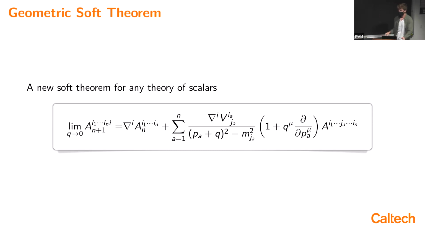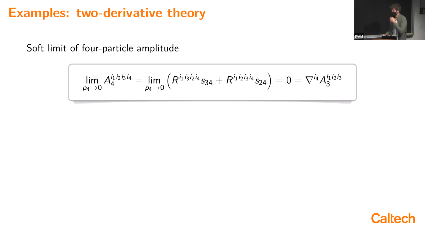Okay, so is this true? Let's see in some examples whether this actually makes sense or not. We can go back to the example of two derivatives, where we don't have any potential, so we can just focus on the first term in the soft amplitude. At 4 points, we had this Riemann curvature times a Mandelstam. And if we take particle four's momentum to 0, we see that both these Mandelstams just vanish. So we get 0, which is consistent with the soft limit, which says that it should be the covariant derivative of the lower point amplitude. In this case, it's 0. So both sides agree.